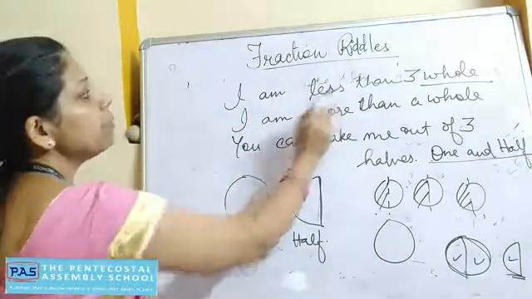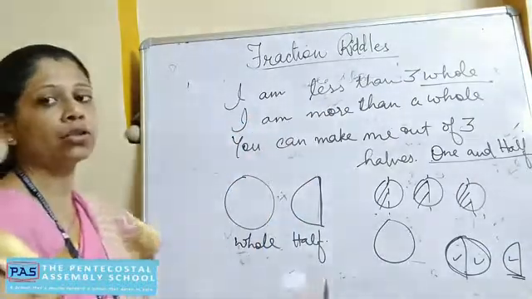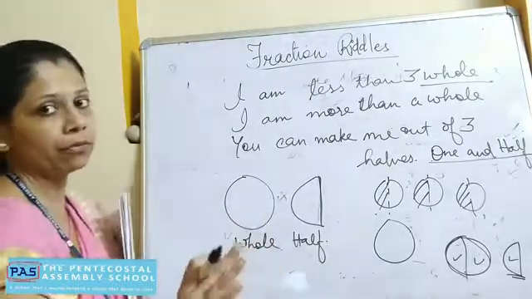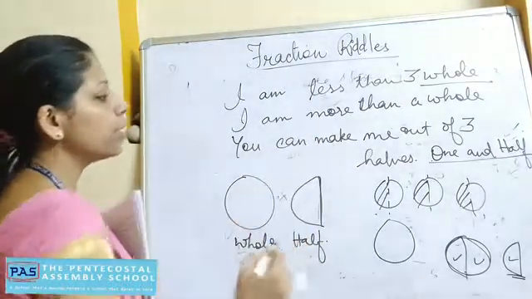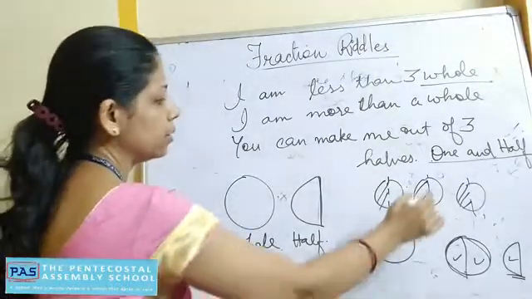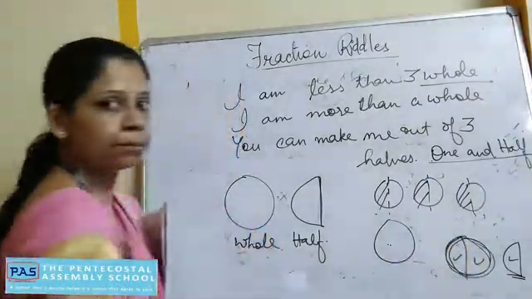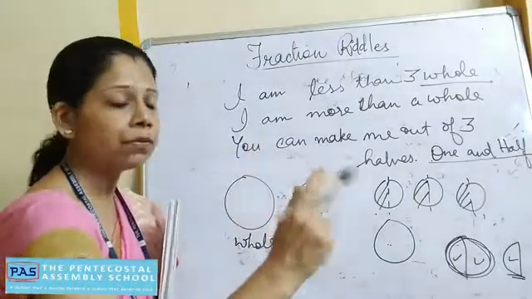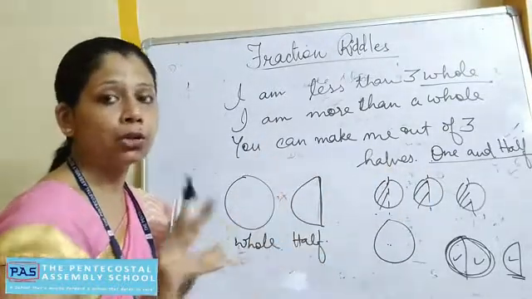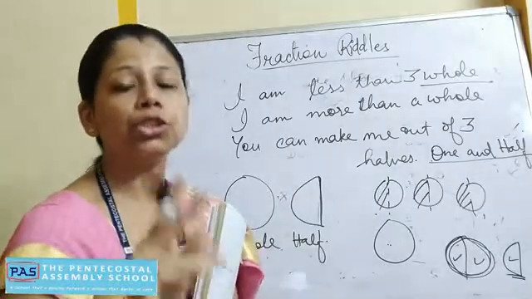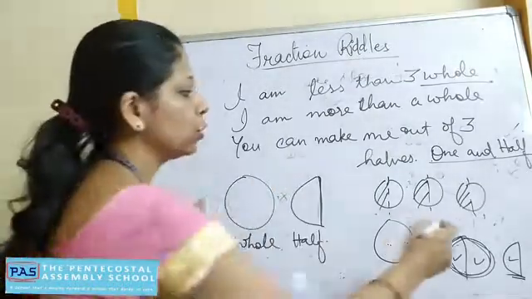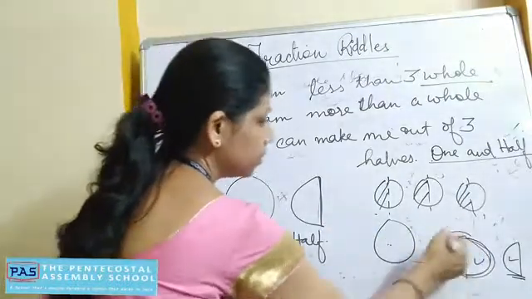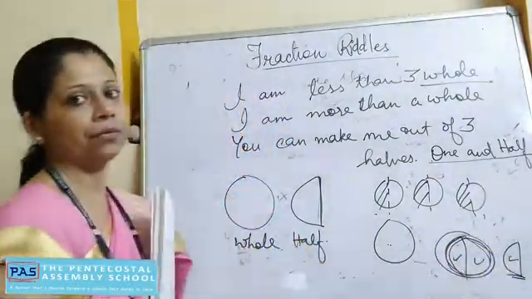See, I am less than 3 wholes. It's not necessary that you have to take this figure only. You can take any other figure also. First let us do with this. I am more than a whole. That means it is more than this. You can make me out of 3 halves. 2 halves make 1, and there is 1 more half. So it is 1 and a half.